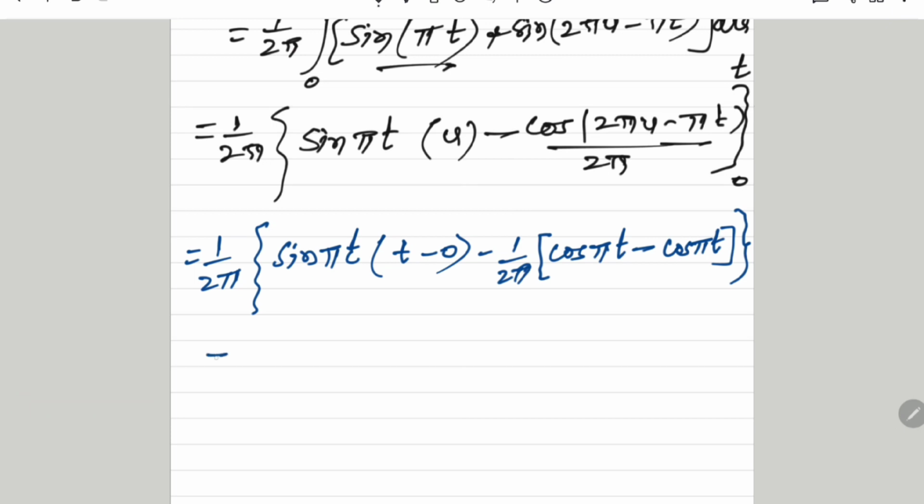And therefore, this cos pi t minus cos pi t get cancelled. Final answer is 1 by 2 pi t sin of pi t as a required inverse Laplace transform.